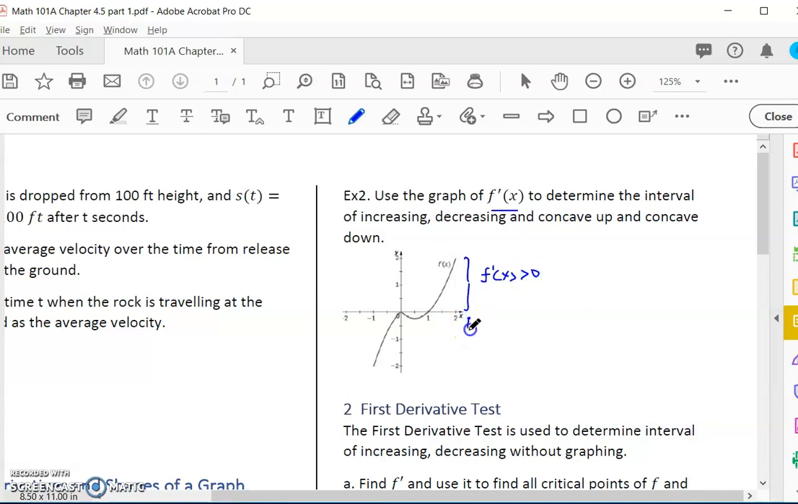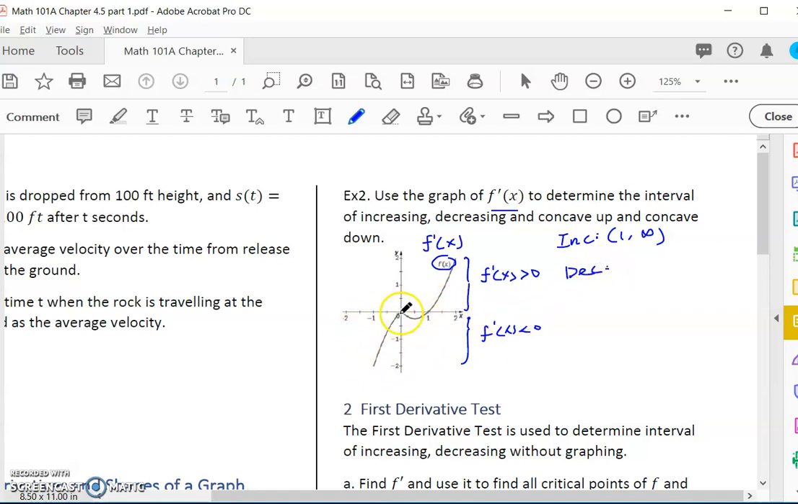And this, because it's an f prime graph, this is f prime, not f. So below it, f prime is negative, right? So the increasing interval would be very easy. Only this part from 1 to infinity is increasing. What about decreasing? All this below it.